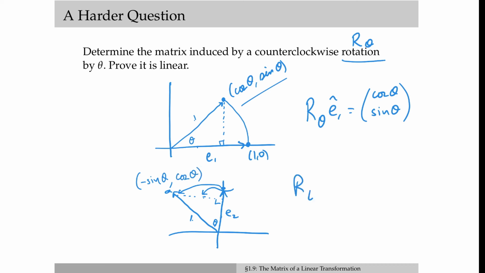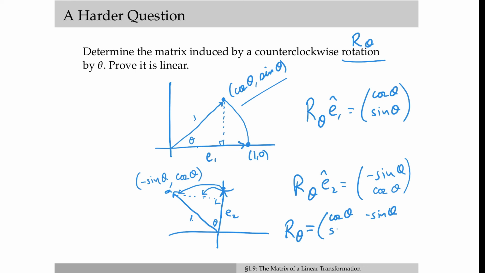Therefore, a rotation by theta applied to E2 hat will give me negative sine theta, cosine theta. Therefore, the matrix of rotation by theta is going to be cosine theta, negative sine theta, sine theta, cosine theta.